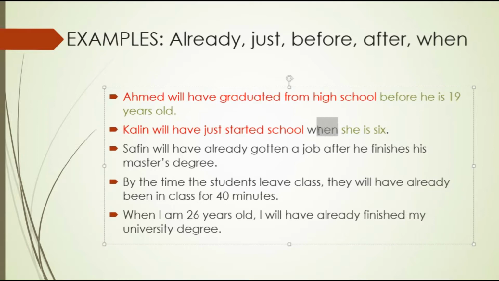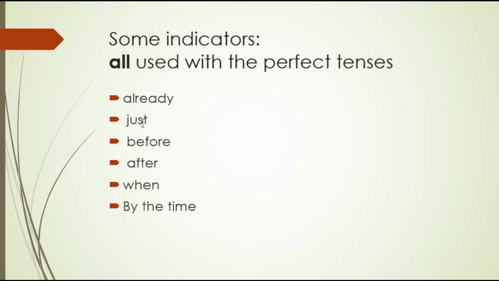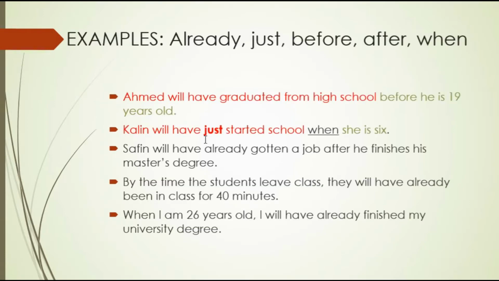And this is my conjunction here, correct? We usually use that. We also have just. In the previous example, what did I have? Well, nothing. So here I have just, right? One of the indicators I told you about, right? So it helps me pinpoint the event in the future, just, right?